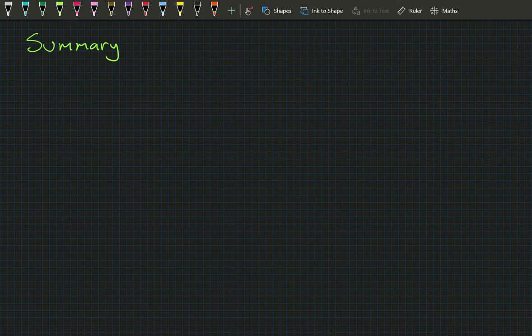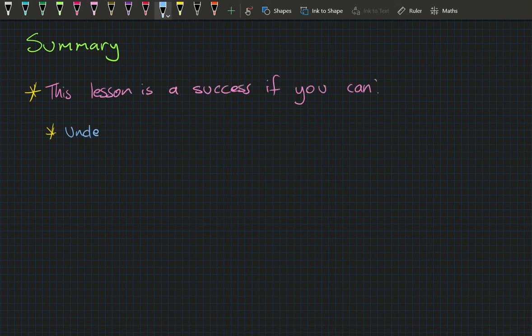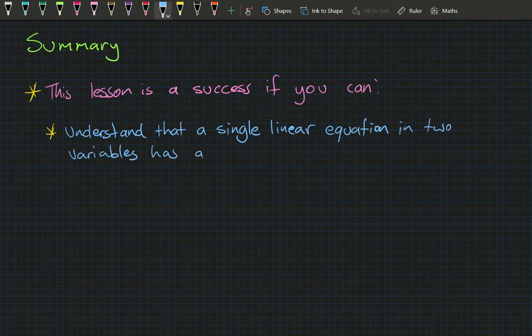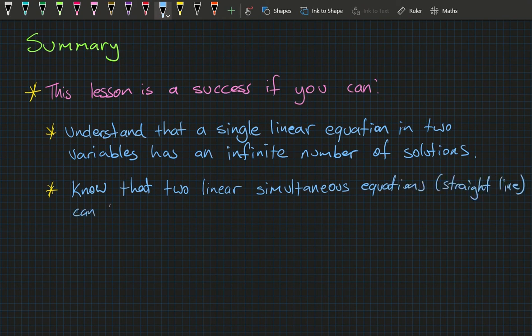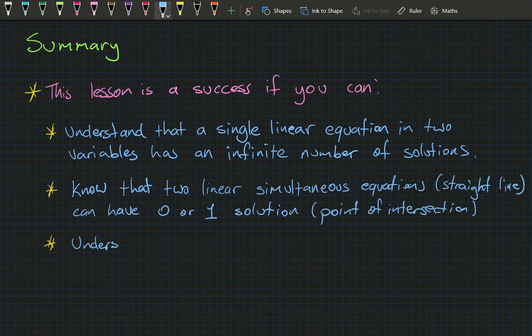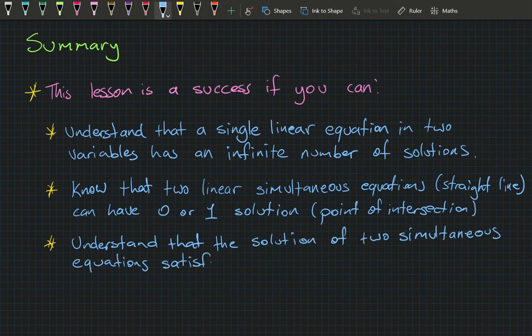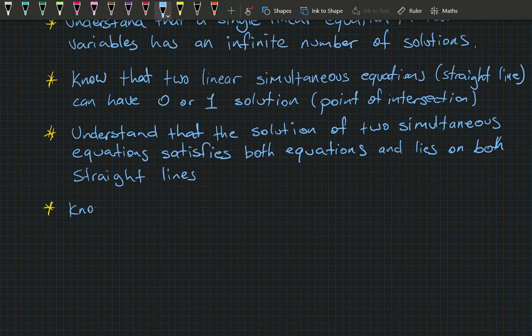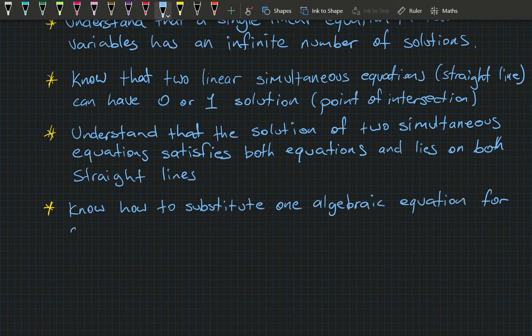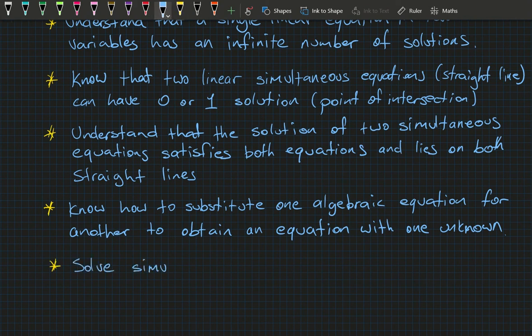When you finish this lesson and the pre-learning for it, you can consider this lesson a success if you're able to understand that a single linear equation in two variables has infinite number of solutions. Know that two simultaneous linear equations can have 0 or 1 solution. Understand that the solution of two simultaneous equations satisfies both equations and lies on both straight lines. Know how to substitute one algebraic expression for another to obtain an equation with one unknown. And if you can put these all together, you'll be able to solve simultaneous equations using the substitution method.